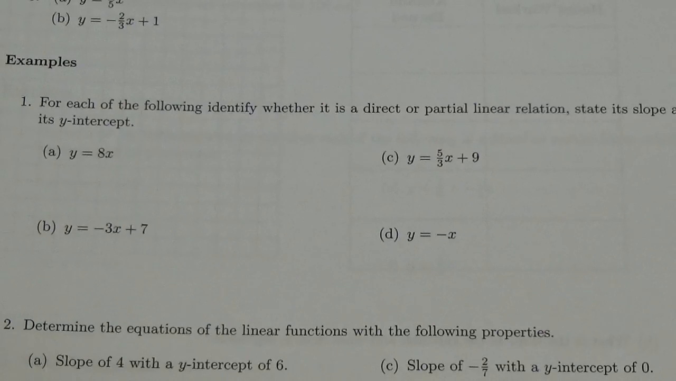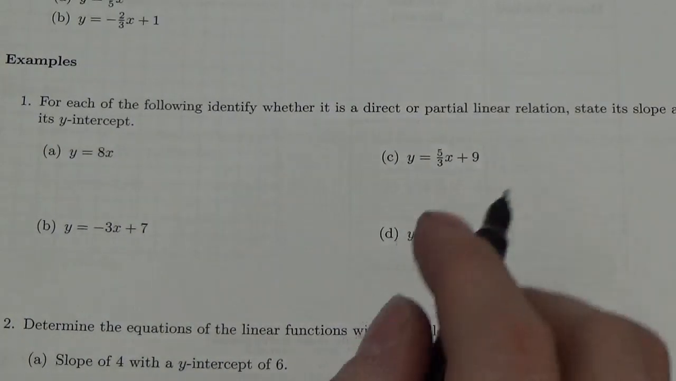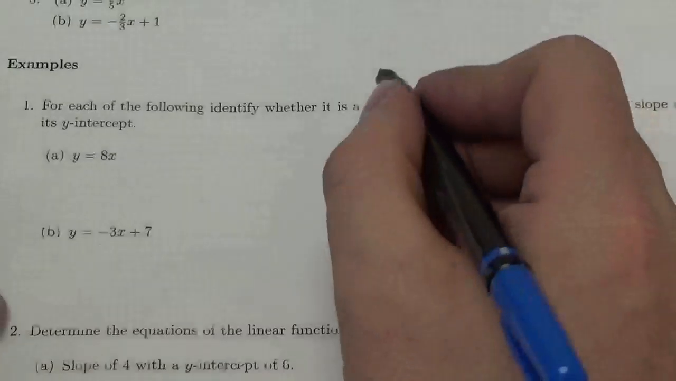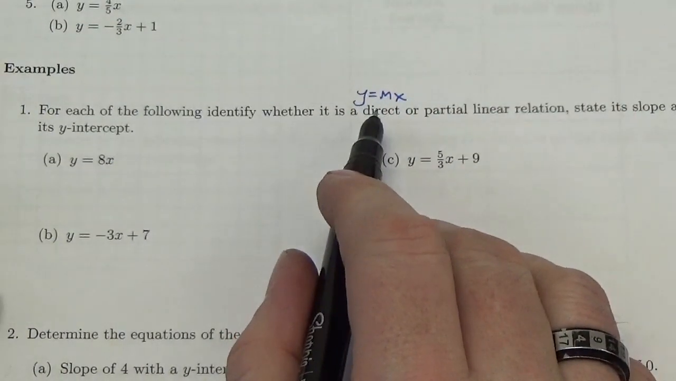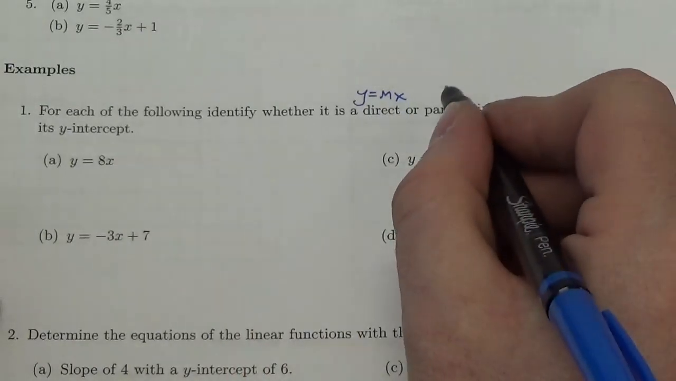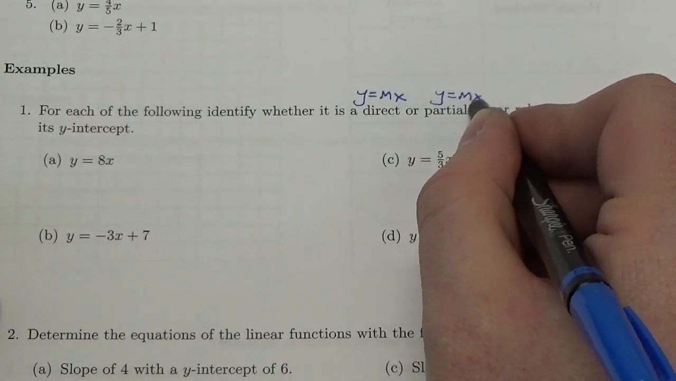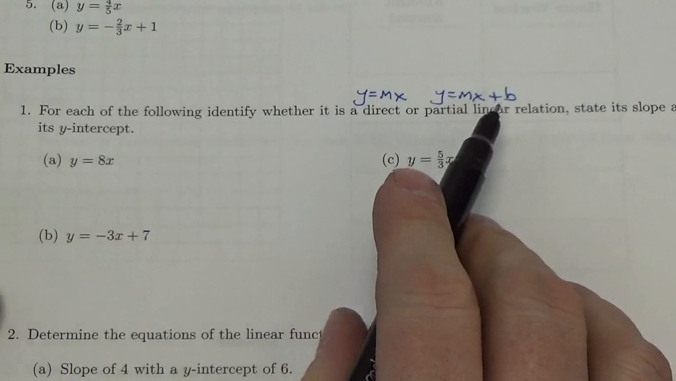Our first example says, for each of the following, identify whether it is a direct or partial relation, and state its slope and its y-intercept. Remember, the equations are quite straightforward here. If it's direct, then the equation is y equals mx. If it's partial, then it's y equals mx plus b. There's something else that's added here.